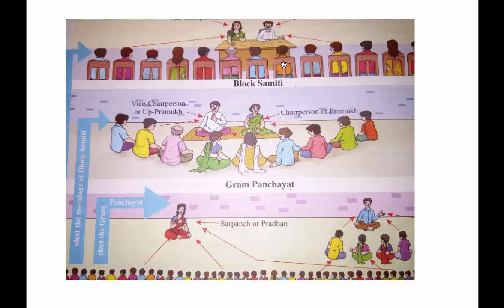And at the top level, we have this Jila Parishad. Jila Parishad, you can see over there at the top of this very picture. Okay, they are the chairperson and the vice chairperson. They are conducting a meeting. So from this very picture, I'm sure you will understand how the local government in the rural area works. Alright, so let's go to the next one.